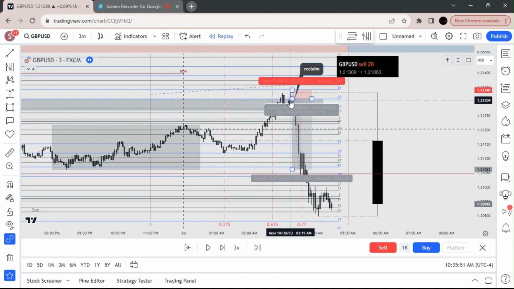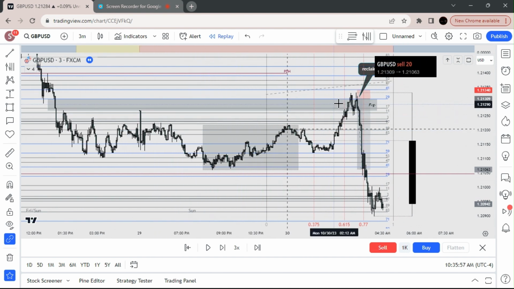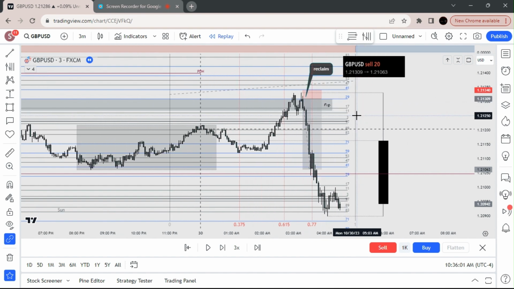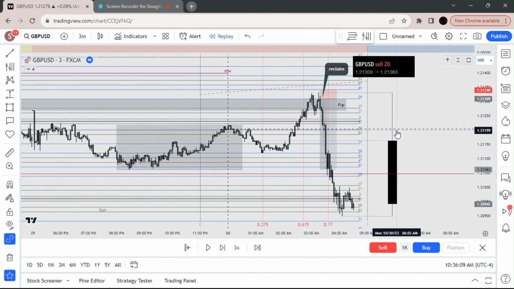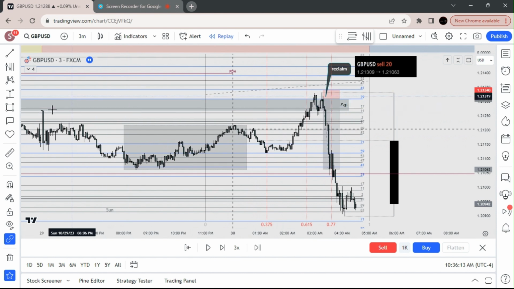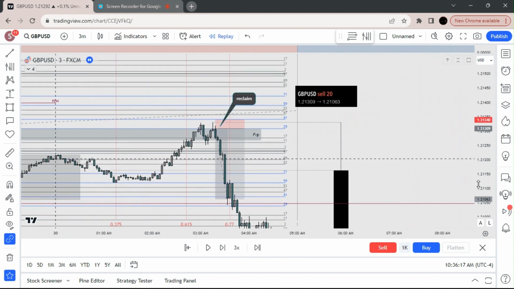In the distribution cycle, we took the high of manipulation and all of these highs right here. And this is a 20-minute fair value gap. I use 17-minute, 10-minute, and 20-minute for fair value gaps and inverses. They just work better, in my opinion. You can backtest that if you want. But I saw price trade into that while we were taking out liquidity.